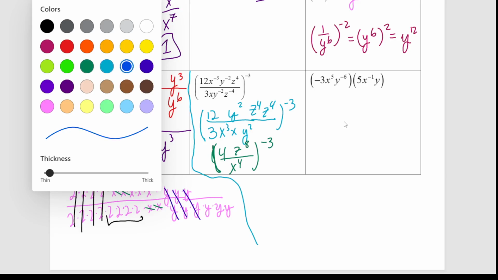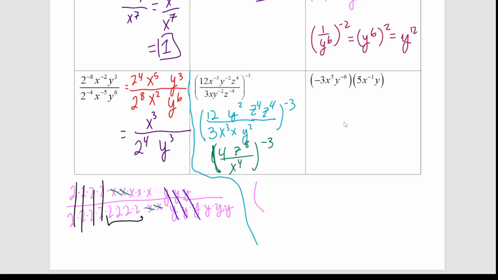The negative part means everybody is going to flip their locations, so I'm going to go ahead and do that first. So that becomes x to the fourth over 4 z to the eighth all to the positive third. And now I'm ready to go ahead and distribute that third power to each term. So x to the fourth to the third power means I have a total of 12 x's multiplied by itself. 4 to the third becomes 4 times 4 is 16 times another 4 is 64. Z to the eighth to the third means I have a total of 24 z's being multiplied by each other, and that would be my final answer.